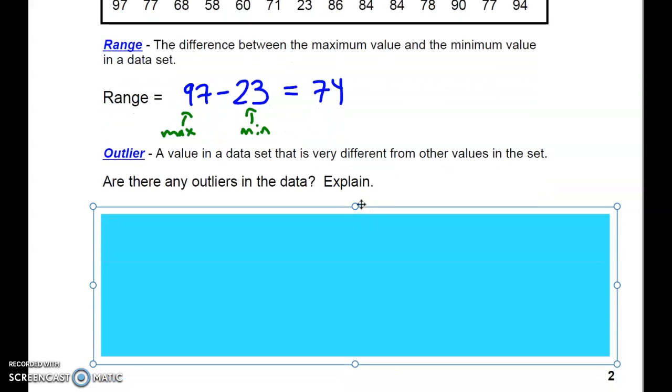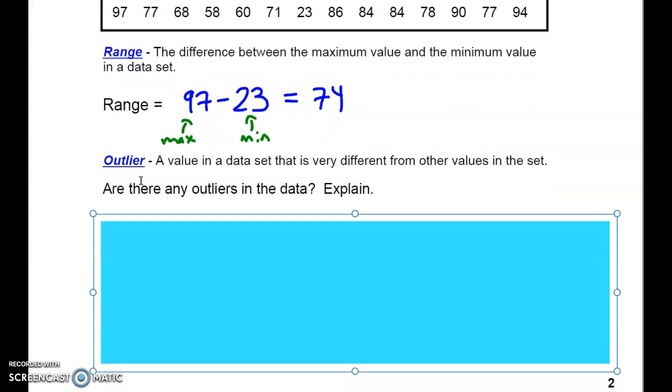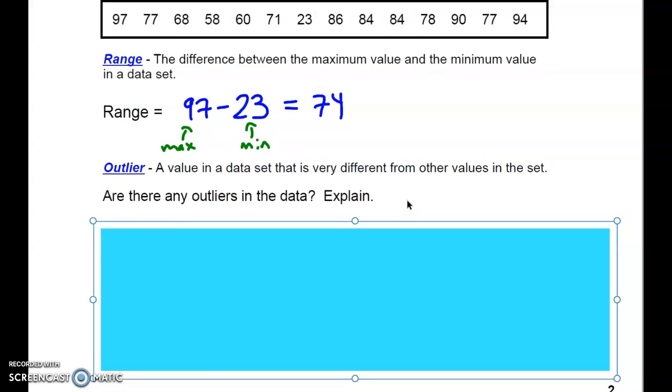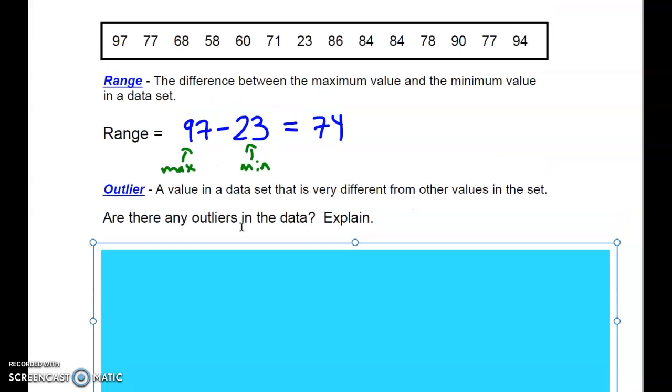And one last thing for these data sets is we need to see if there's an outlier. That's a value in a data set that is very different from the other values in the set. So are there any outliers in this data? What I look for is a number that looks out of place. It doesn't fall in a typical order of the rest of the numbers.